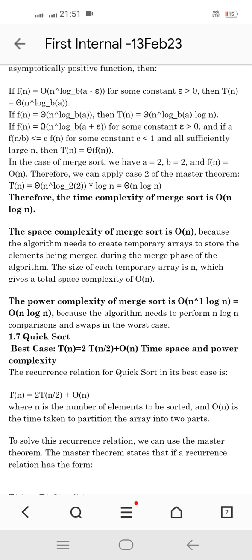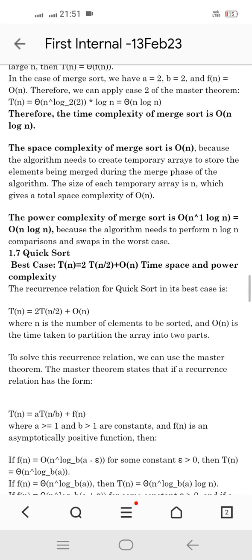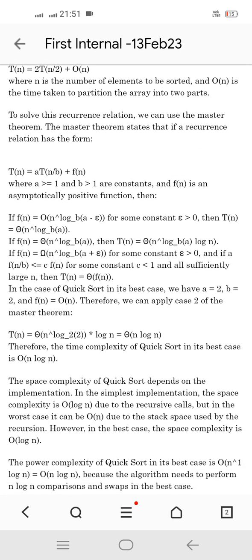Now the seventh algorithm is quick sort. The recurrence relation of quick sort in the best case is given by T(n) = 2T(n/2) + O(n). By solving this recurrence relation, we get the time complexity of quick sort in the best case as order of n log n. The space complexity of quicksort depends on the implementation.